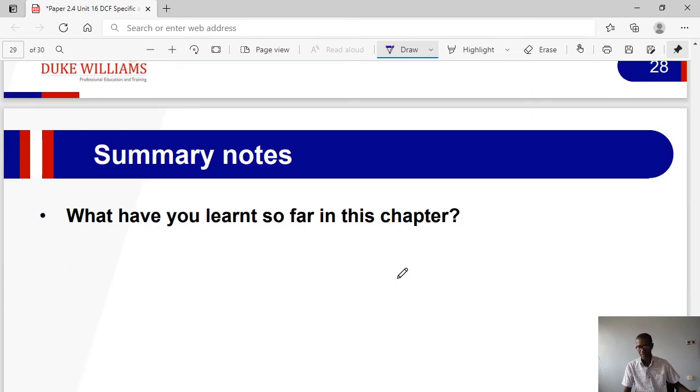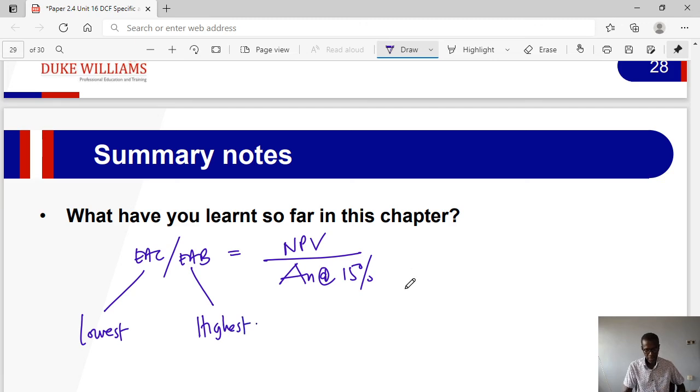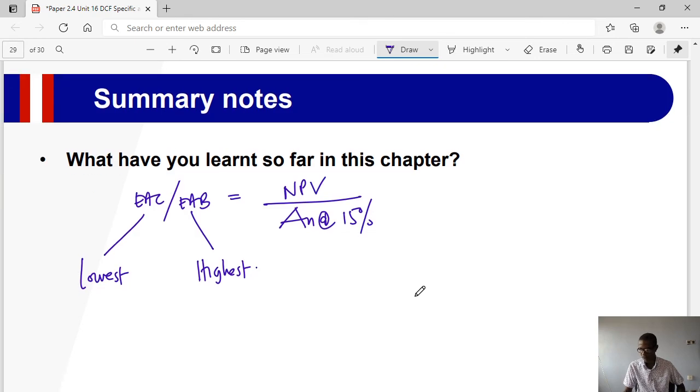So I hope that makes sense. You now know that if ever you have to do equivalent annual cost or equivalent annual benefit, you need to first of all find what your net present values are and divide it by annuity factor at a particular discount rate. And if it is cost, you go with the lowest equivalent annual cost. If it is benefit, you choose the one with the highest equivalent annual benefit. And that is what we would normally do with asset replacement.